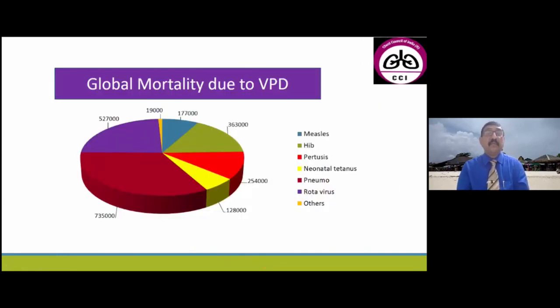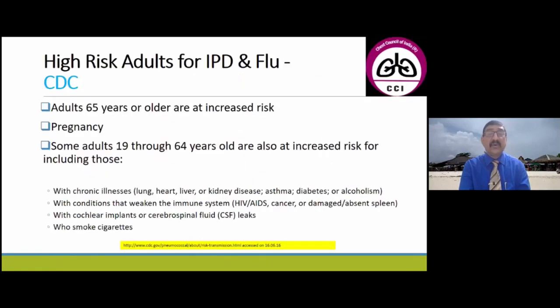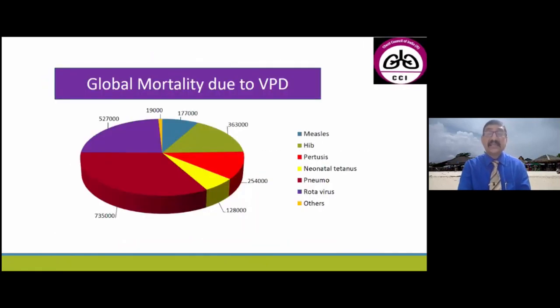What is the global mortality due to vaccine preventable diseases? If you see the pictorial, the red one, that is pneumonia, is the maximum. So the mortality due to vaccine preventable diseases is highest for pneumonia, followed by rotavirus infection, measles, and so on. But the mortality is highest for community acquired pneumonia.